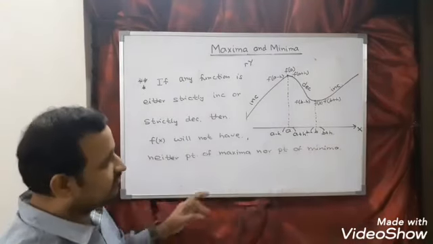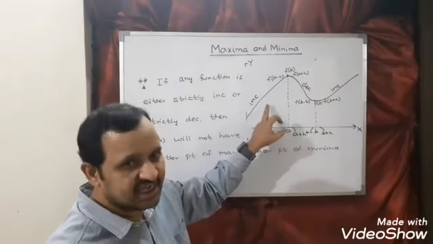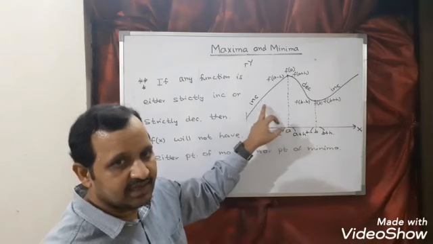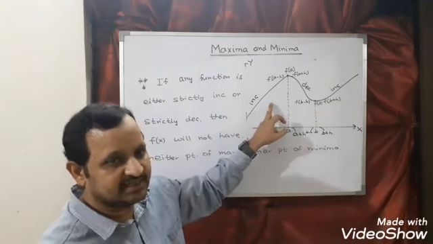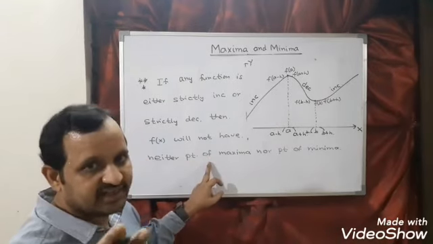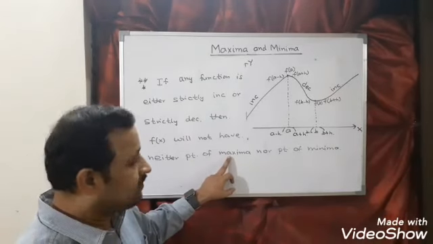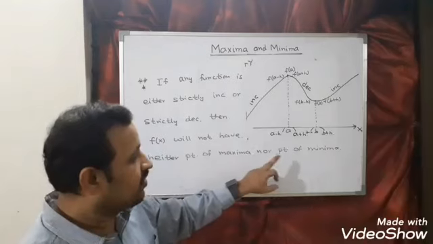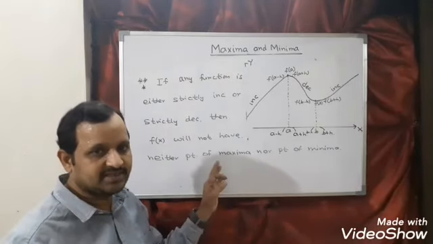So to get a point of maxima or minima, the function should change its monotonic character either from increasing to decreasing or from decreasing to increasing. And if any function is strictly increasing or strictly decreasing, then that function will have neither a point of maxima nor a point of minima. So keep this in mind.